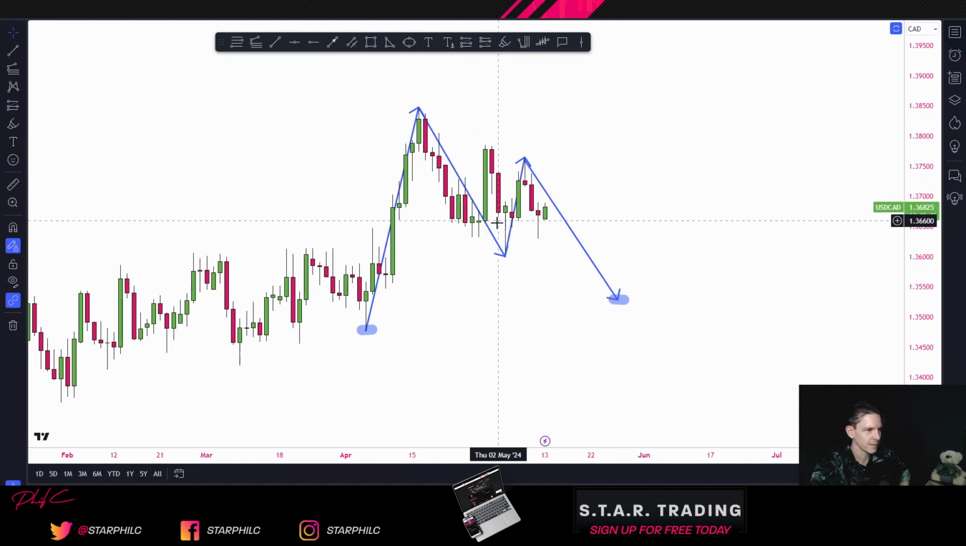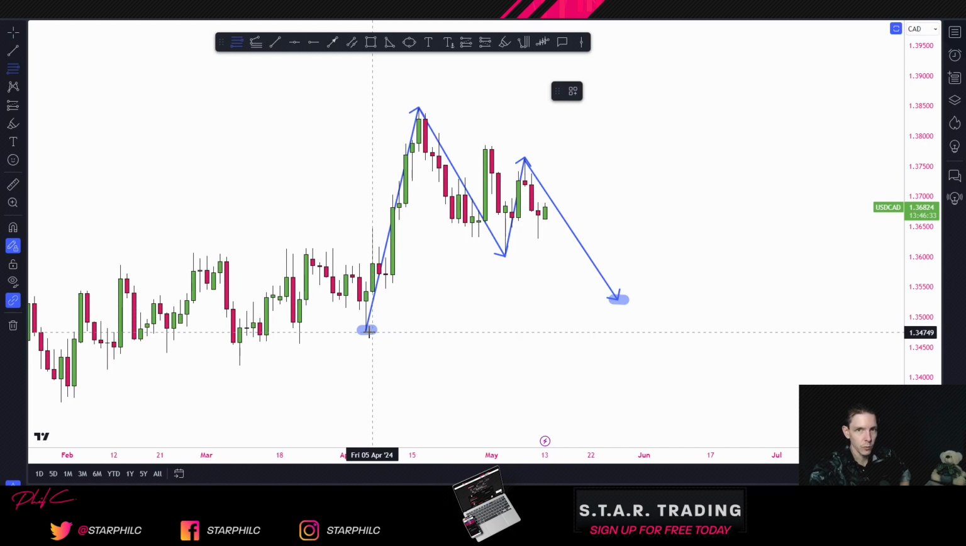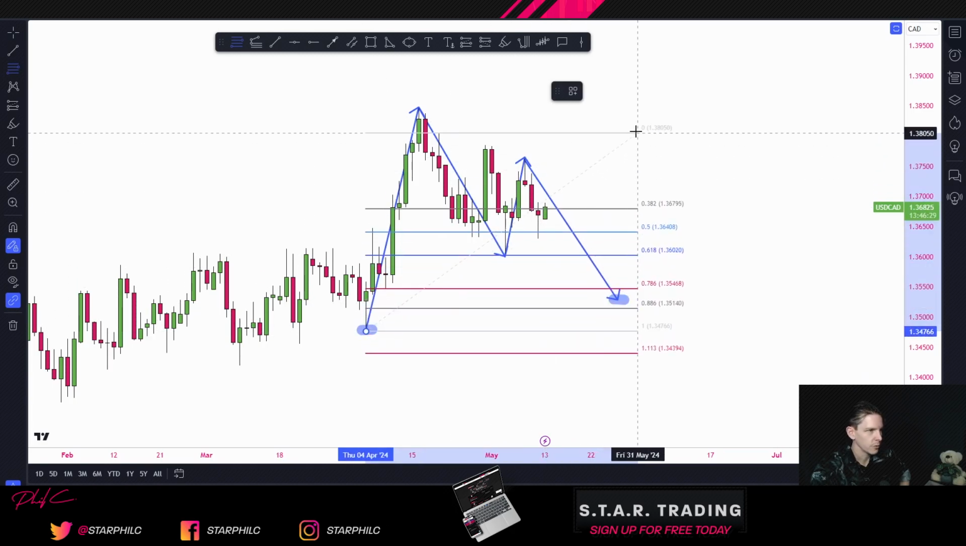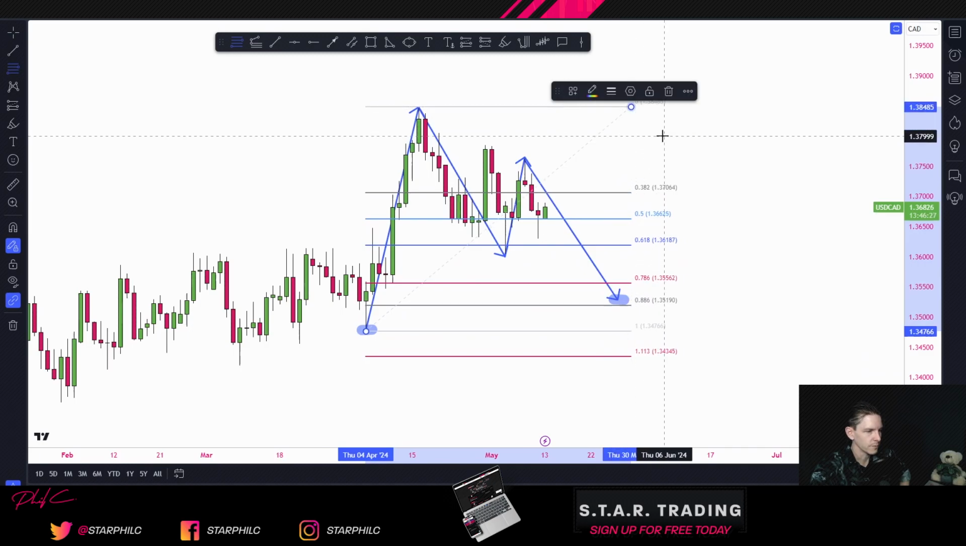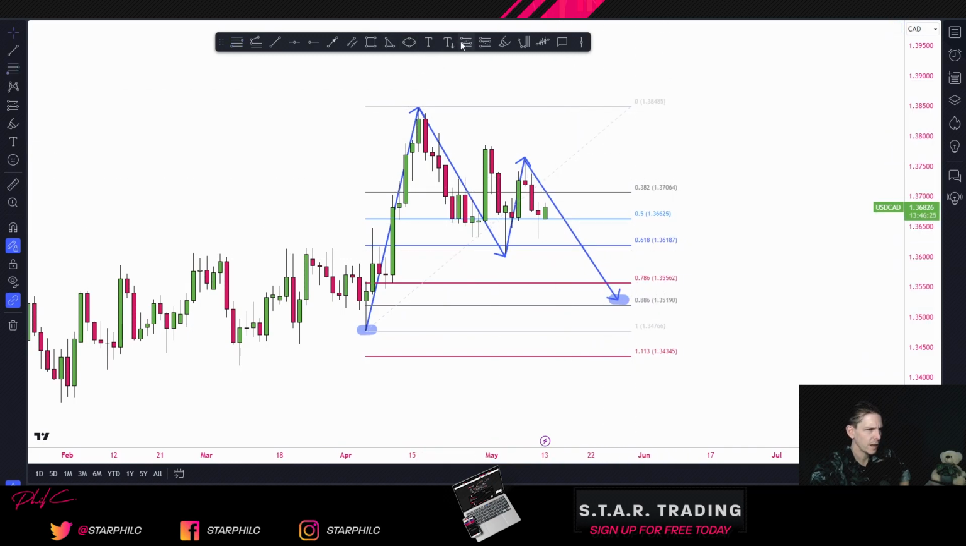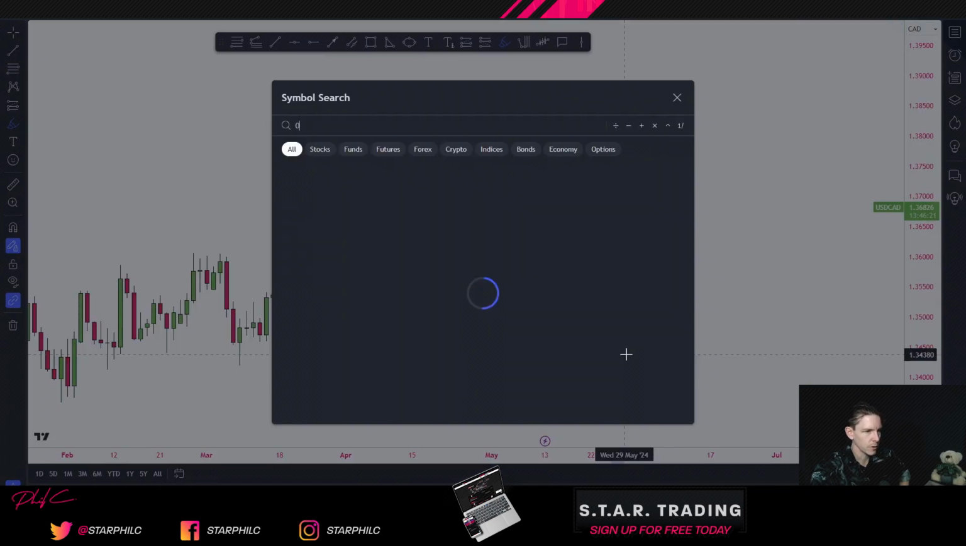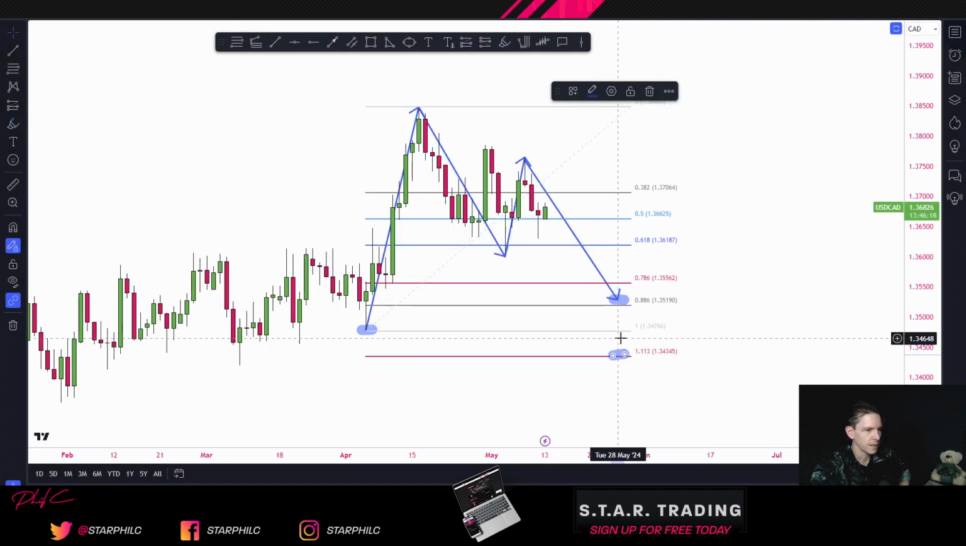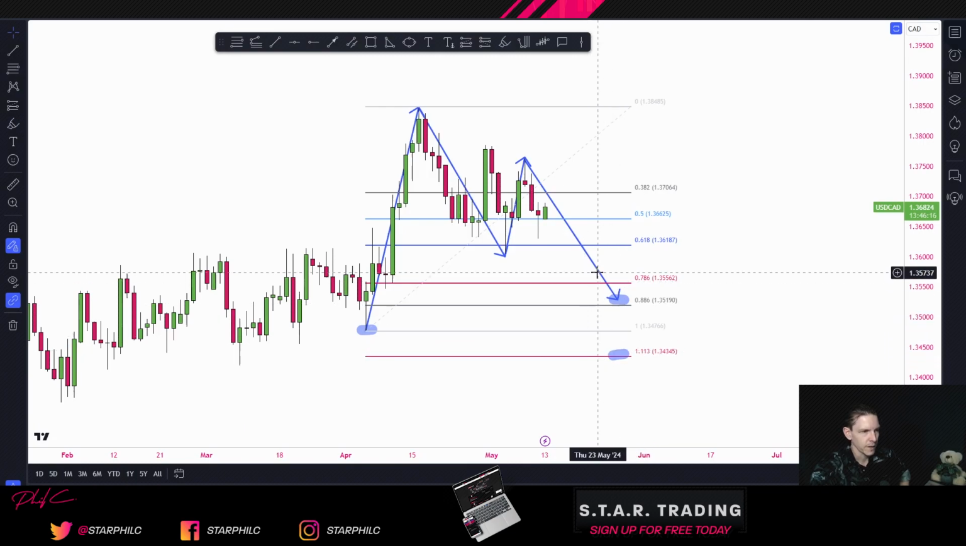Fibonacci extension gives us the entry at the 127. Now let's take a look at another Fibonacci move for our stop. We'll take it from this low all the way to this high right there. Our stop placement is going to be down at the 113 right there. Entry, stop.